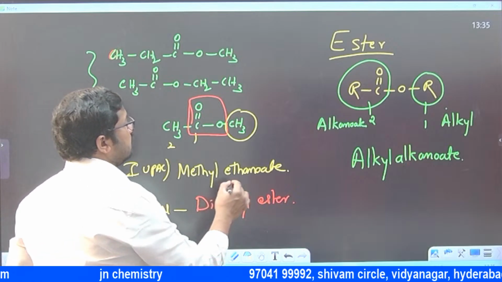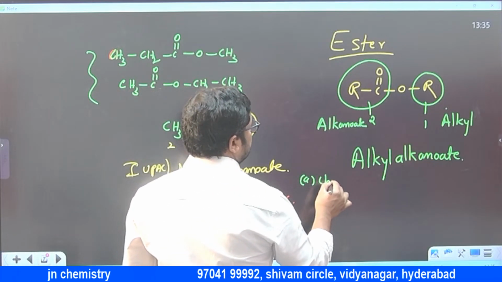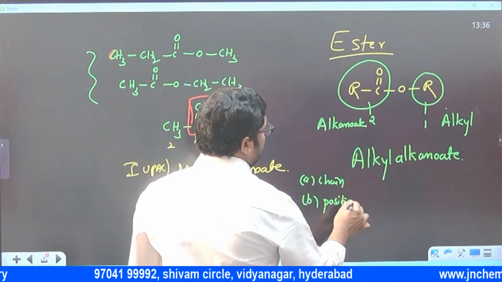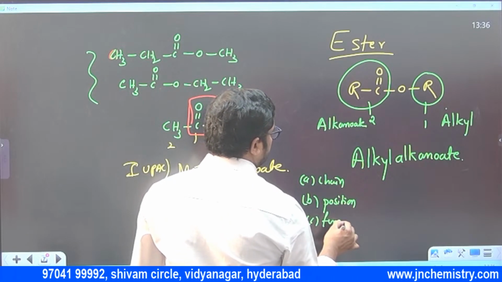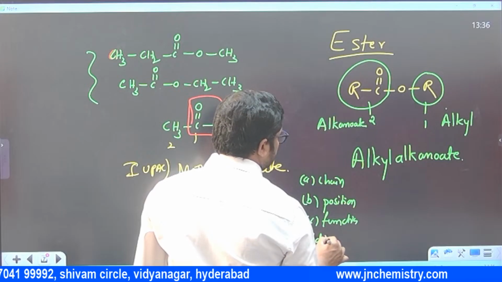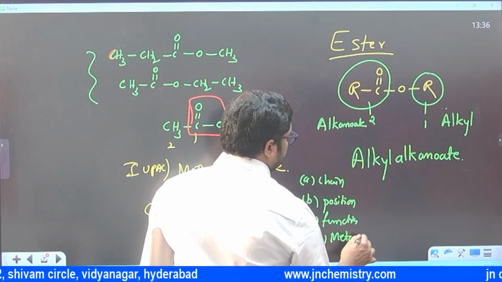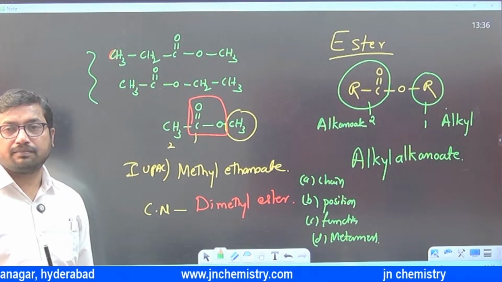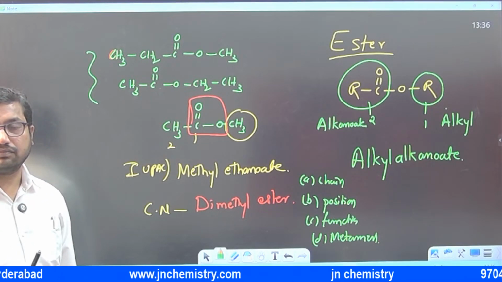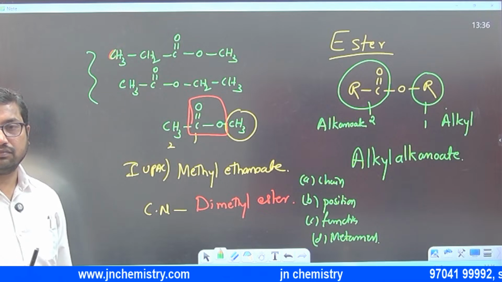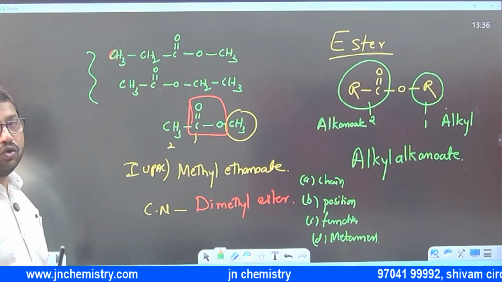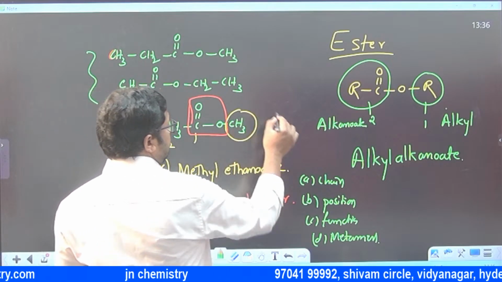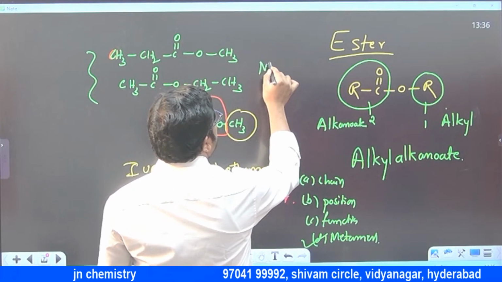A: chain isomers. B: position. C: functional. D: metamers. Tell me in these 4 options. Position, no. These two are the metamers, Nana. Metamers.